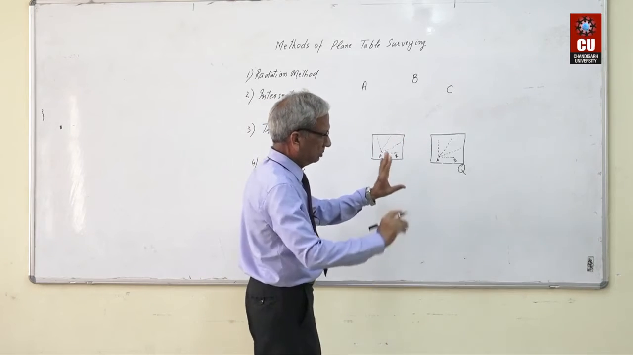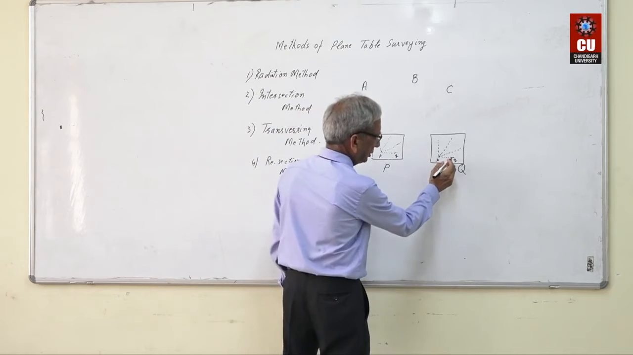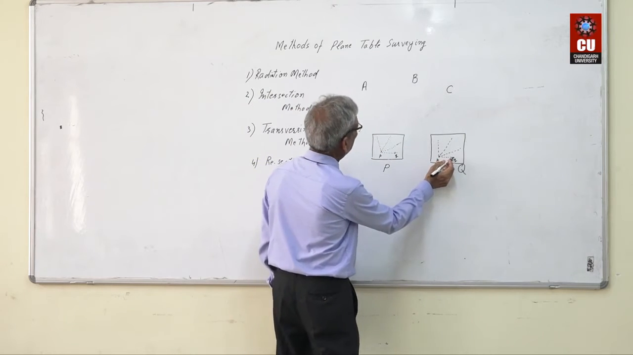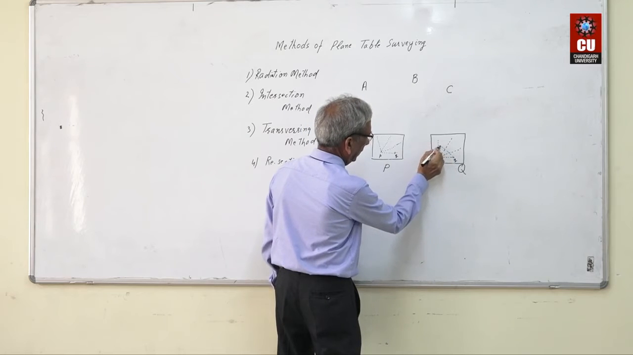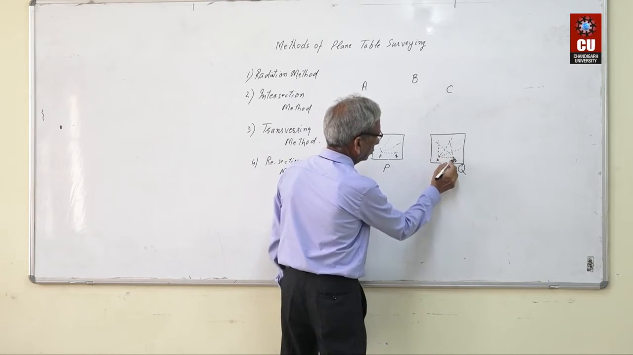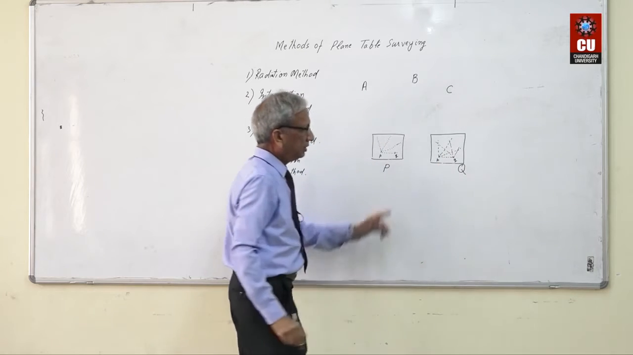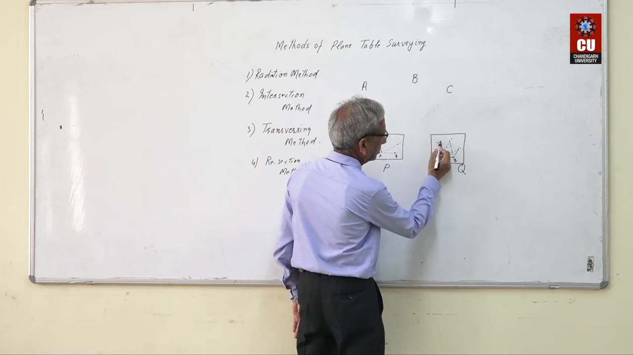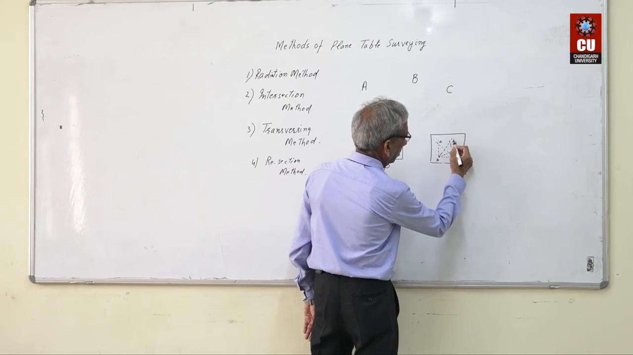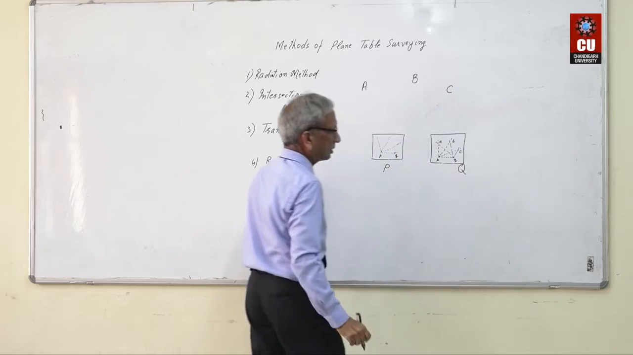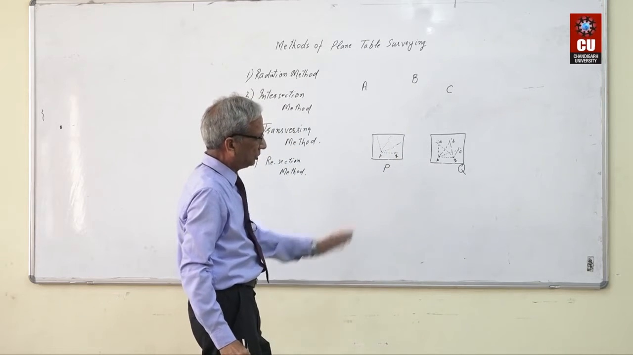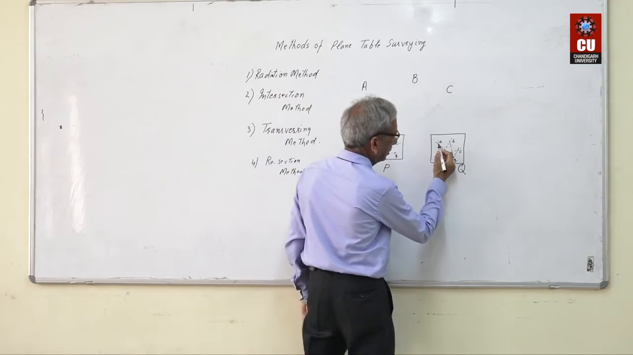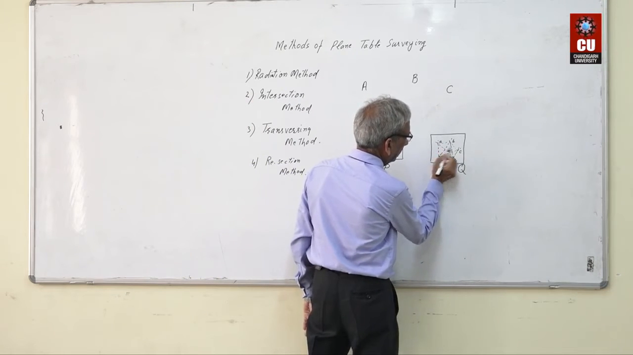Now the table is oriented. By placing the alidade at Q, again we will mark lines towards A, towards B, towards C. The intersection of the previous lines and these lines will show points a, b, c. These points have been located on the drawing sheet without measuring the distance. This is called intersection method.